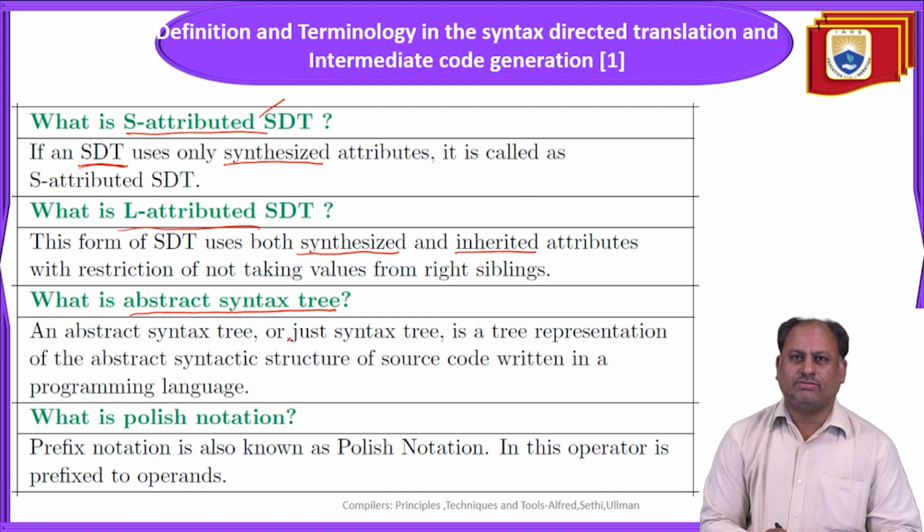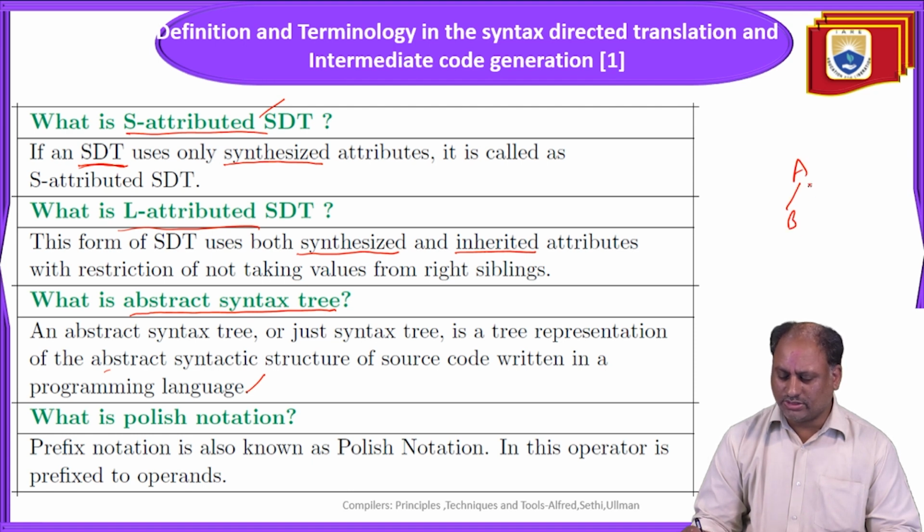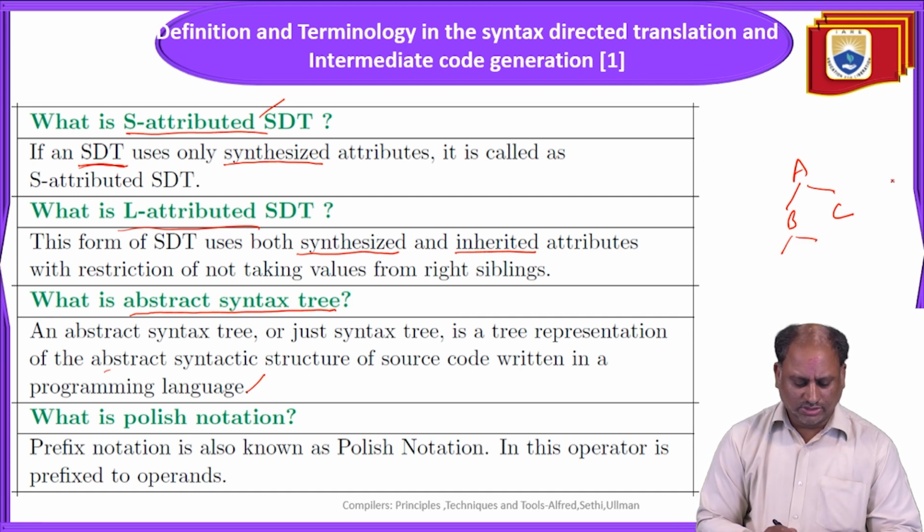Next, what is an abstract syntax tree? It is also simply called a syntax notation, a tree representation of the abstract syntactic structure of source code written in a programming language. That means there is a root node and the children are processed at different nodes. Again, parents and children, a tree structure notation.